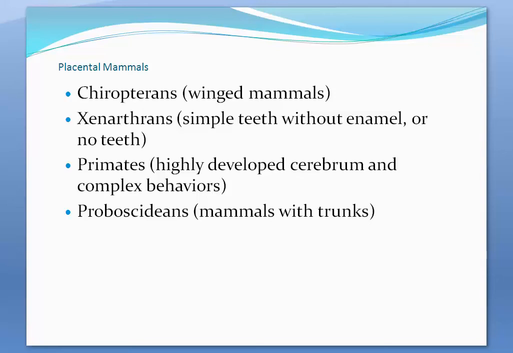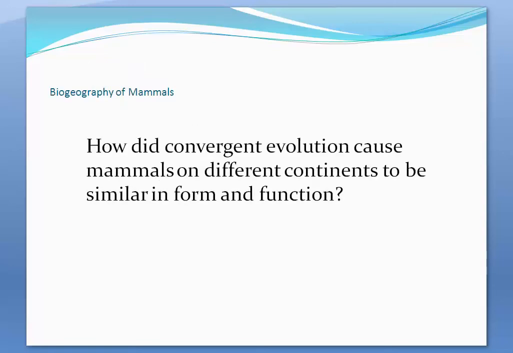and complex behaviors. And then our last group is the proboscideans, and proboscis, remember, is that long structure used by a lot of insects for eating, and so this is a mammal with a trunk. So our obvious, most famous example of a mammal with a trunk is an elephant.